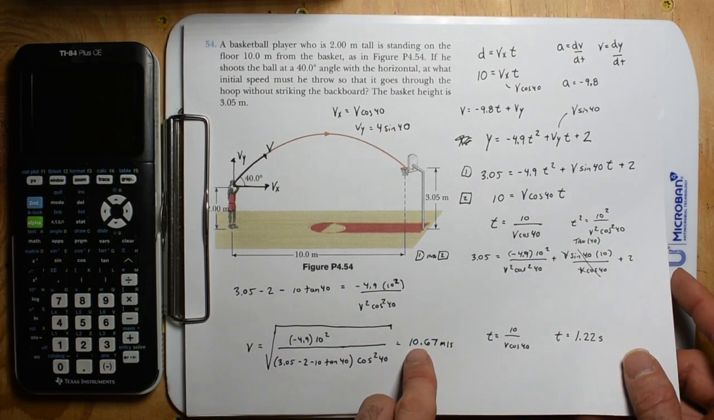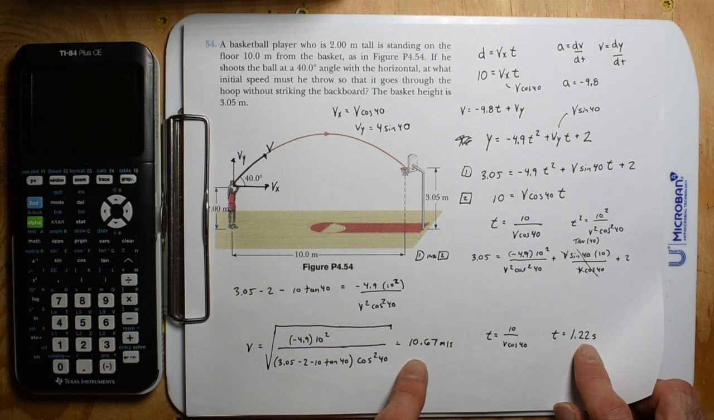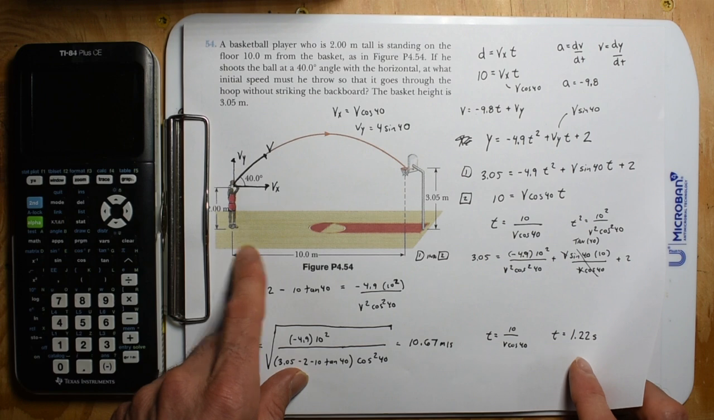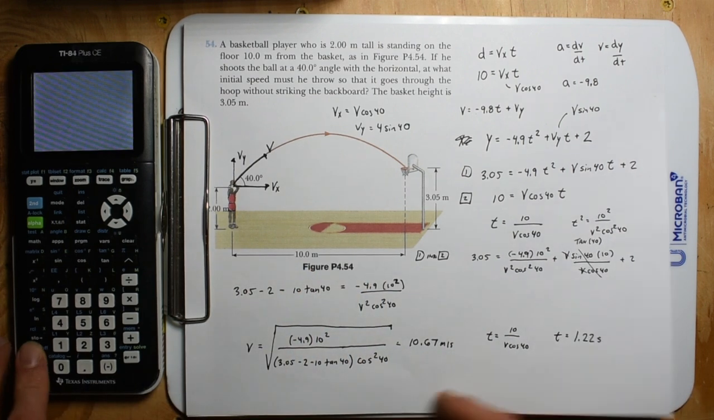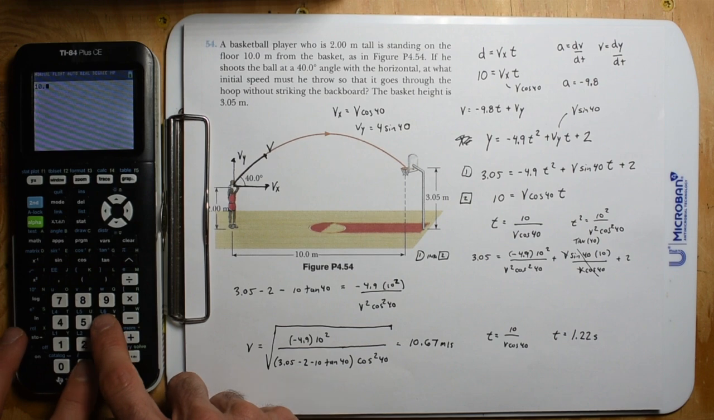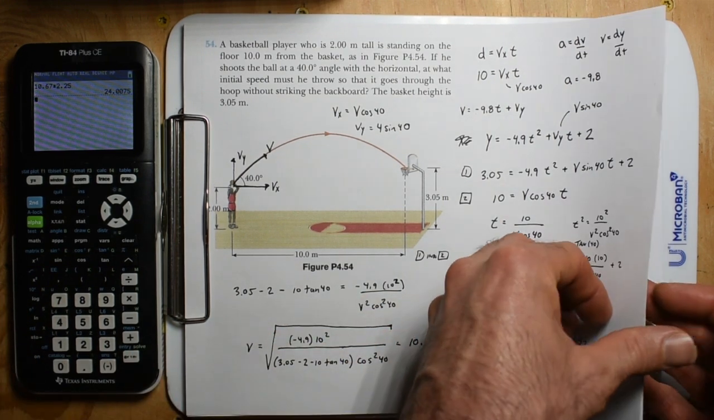And so we get a velocity of 10.67 and a time of 1.22. So keep that in mind, because we have 10 meters out, it takes 1.22 seconds. We need a velocity of 10.67. Now that's meters per second. 10.67 times 2.25 gets us pretty close, 24 miles an hour for basketball.